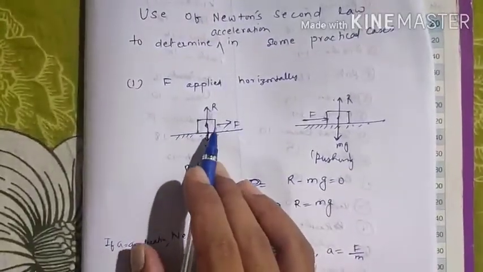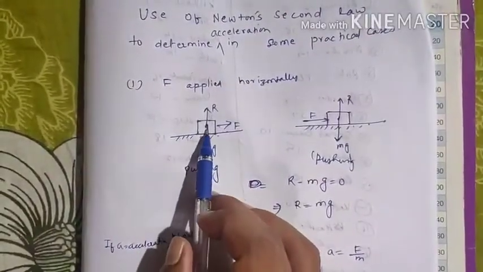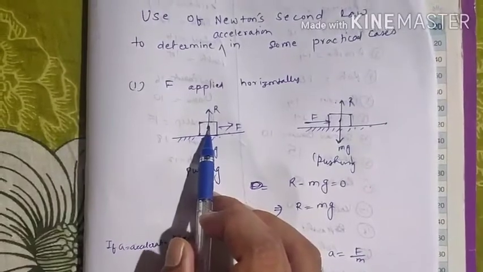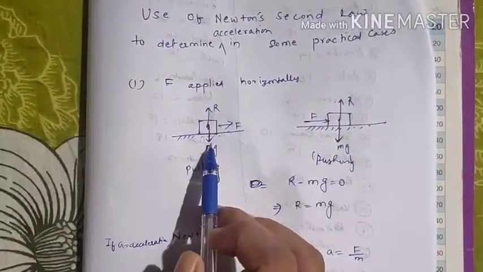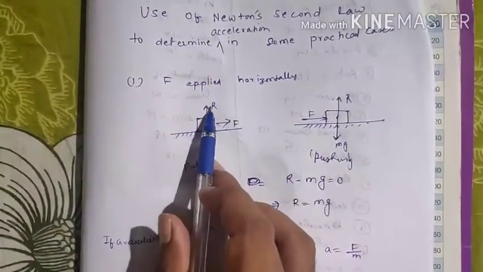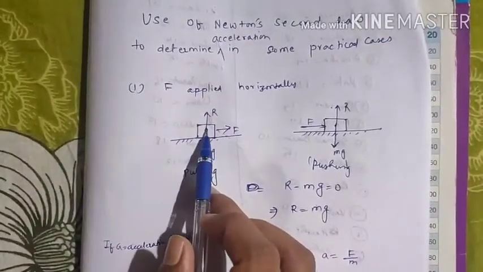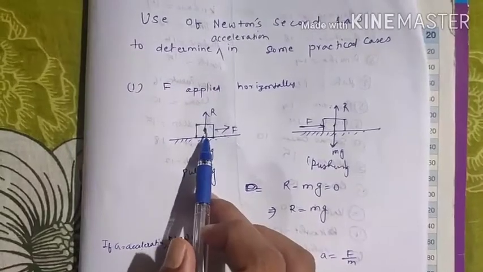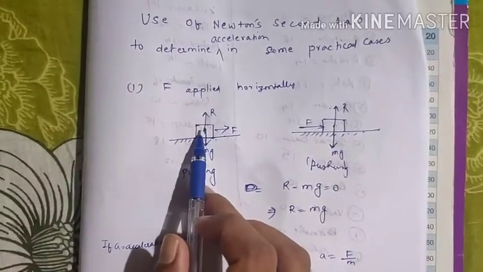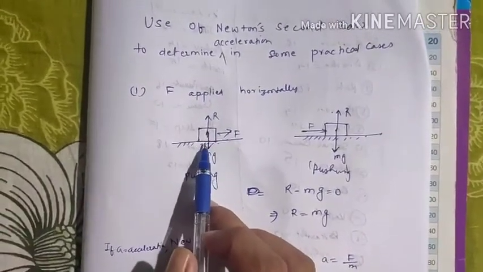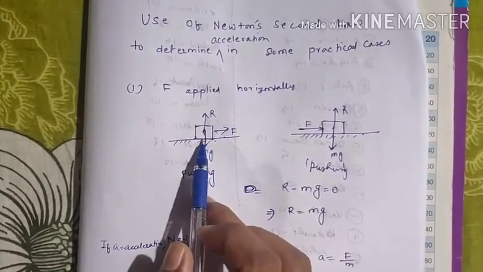Now we know that there are two forces acting on this block. One is weight, which is equal to mg, and another force is the normal reaction force, exerted by this plane on this block. Weight is the force exerted by this block on the plane, and the reaction force is the force exerted by this plane on the block.